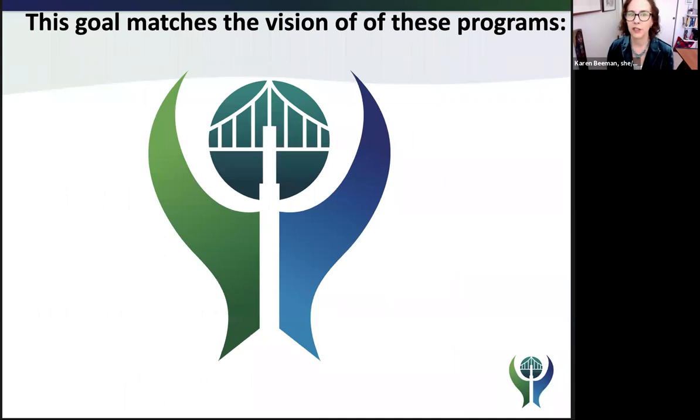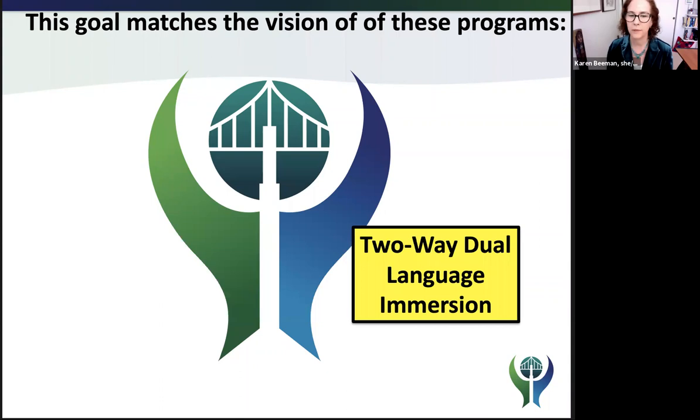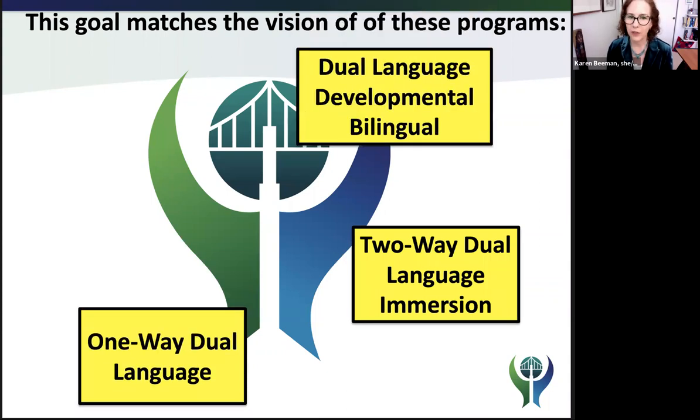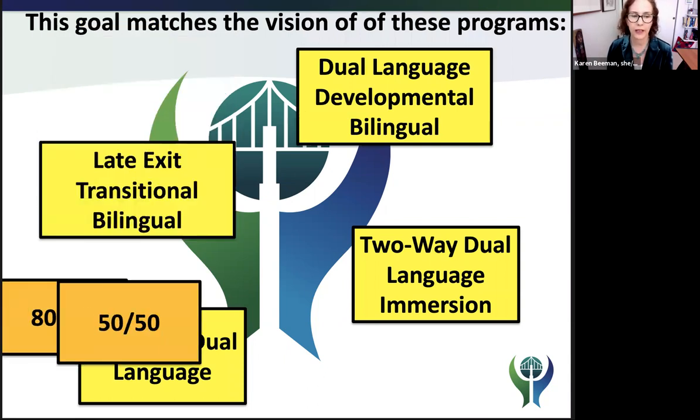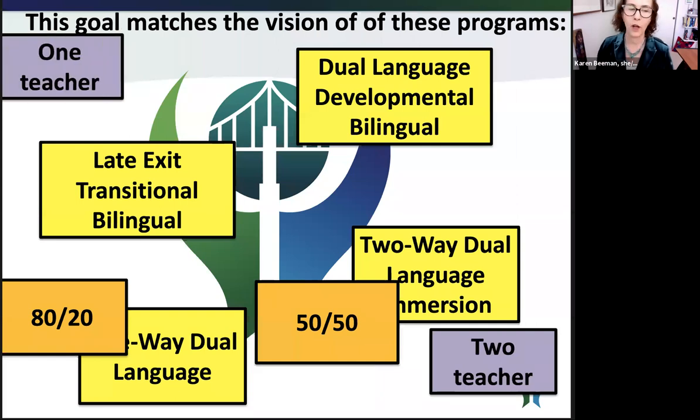And this goal matches the vision of a number of programs. So students in two-way immersion, one-way dual language, dual language developmental bilingual, late exit transitional bilingual, 80-20, 50-50, two teacher model, one teacher model. We work across the country and we work with programs that have lots of different configurations. But for the ones I've just listed here, the goal would be the same. What's the difference? The difference would be percentage of time. The difference might be if you have a one teacher model, one teacher who does both languages, or a two teacher model, one's a Spanish teacher, one's an English teacher. And then of course the students. So the students in a two-way language immersion program come from a variety of linguistic backgrounds, whereas the students in a developmental bilingual, late exit transitional bilingual, or one-way dual language come from similar linguistic backgrounds.